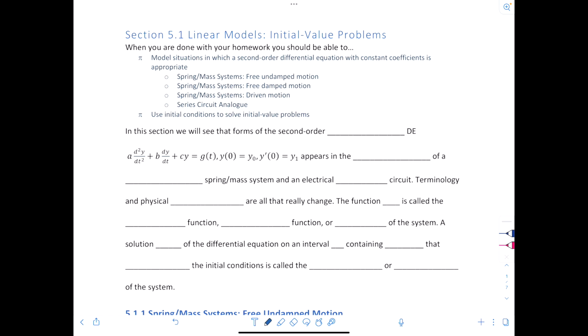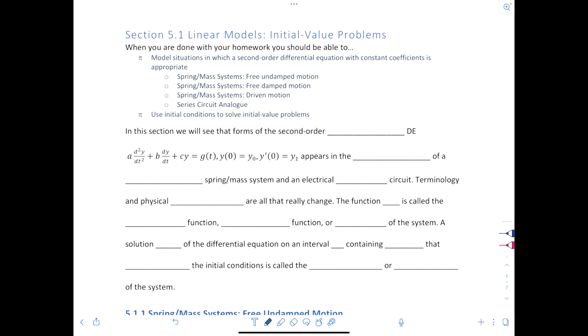Today we'll be looking at section 5.1, primarily 5.1.1, which covers spring and mass systems, free undamped motion. The second subsection is free damped motion, then driven motion, and then series circuit analog. So there will be 4 videos for 5.1.